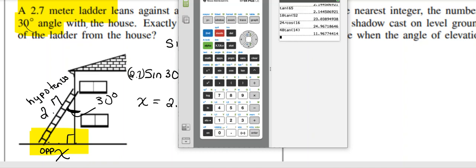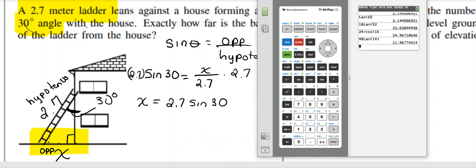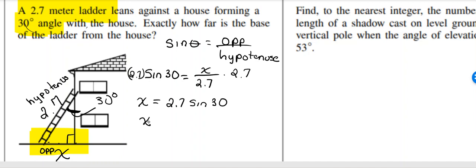Then I'm going to put this into my calculator. I'm going to put 2.7 sine 30 degrees, close the parenthesis, press enter, and I get that x is 1.35 meters. So the distance from the house to the ladder is 1.35 meters. Okay, let's do this next problem.